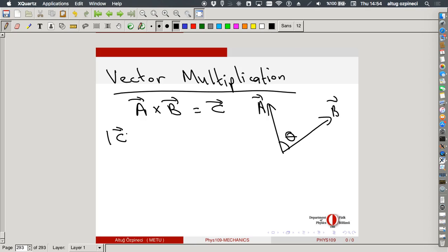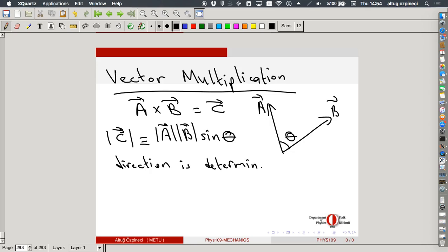Now, the length of this vector C, the magnitude of the vector C, we define it as the product of the magnitudes of A and B. This time it is the sine of the angle between the two, not the cosine. If you remember, in the scalar product, we define the scalar product as the product of the magnitudes of these two vectors multiplied by the cosine of the angle between the two. Now this time it is the sine. Now the direction is determined by the right-hand rule.